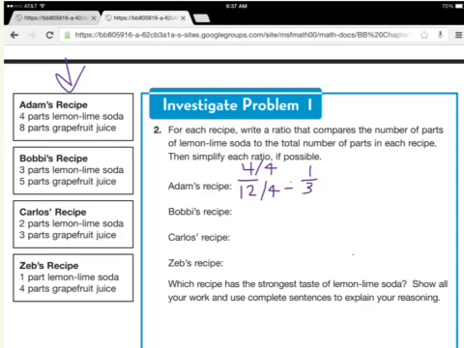Bobby's recipe is 3 parts lemon lime out of 8 parts. I cannot reduce that. Carlos's recipe is 2 parts out of 5. I cannot reduce that. And Zeb's part is 1 part lemon lime out of 5 total parts. Now you need to figure out which recipe has the strongest taste of lemon lime soda. One way you would have to do that is either compare the fractions or break them down into decimals and find the recipe that has the most lemon lime. Go ahead and do that now, and we'll check it in your notes on Monday.